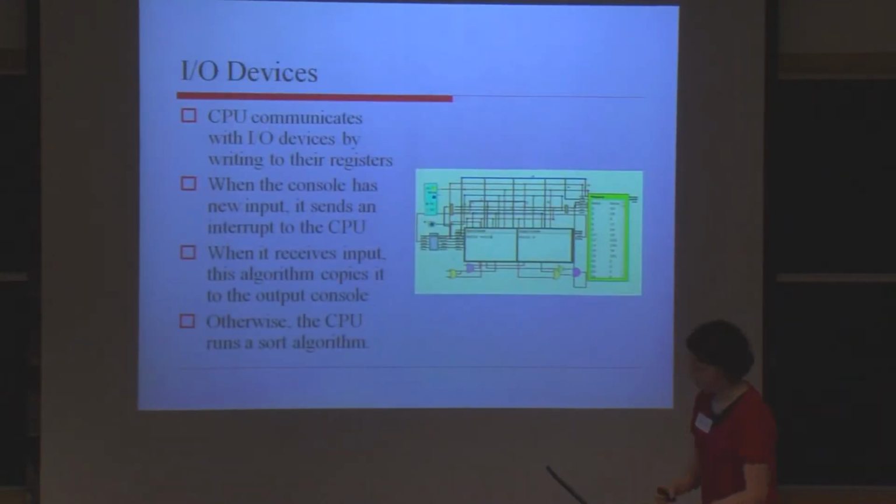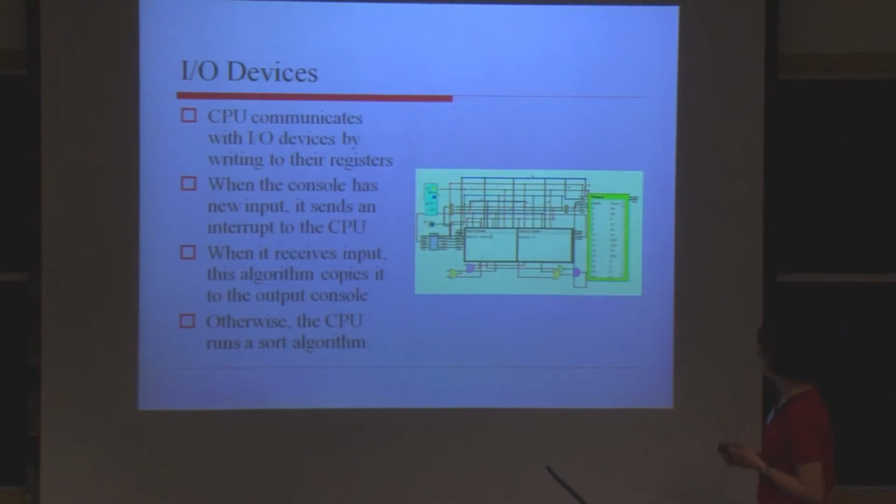Other devices which communicate using the bus include I/O devices. The CPU communicates to an I/O device by writing to a number of different registers that it has. When the I/O device receives input, it sends what's called an interrupt to the CPU. When the CPU gets the interrupt, it sends an acknowledgement back to the device, and then it can handle that interrupt in whatever way it chooses.